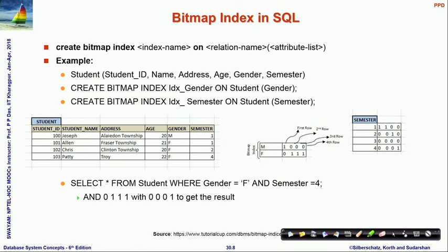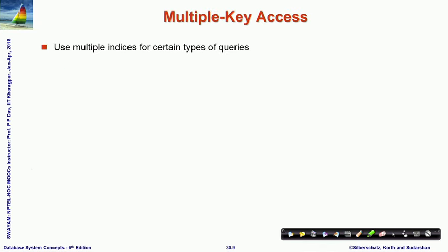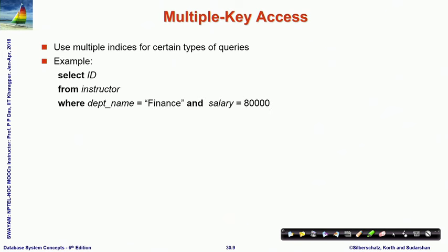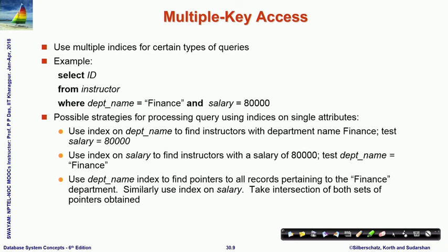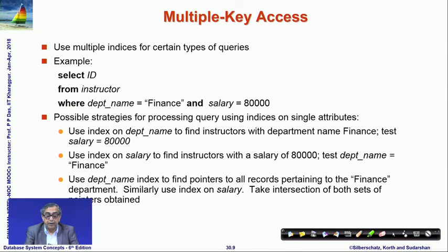So, this is how bitmap indexing can be used in SQL, and this whole thing can subsequently be used in multiple key access. For example, if you are doing a query where department name is finance and salary is 80,000, then there could be several strategies for processing this query using the index values.